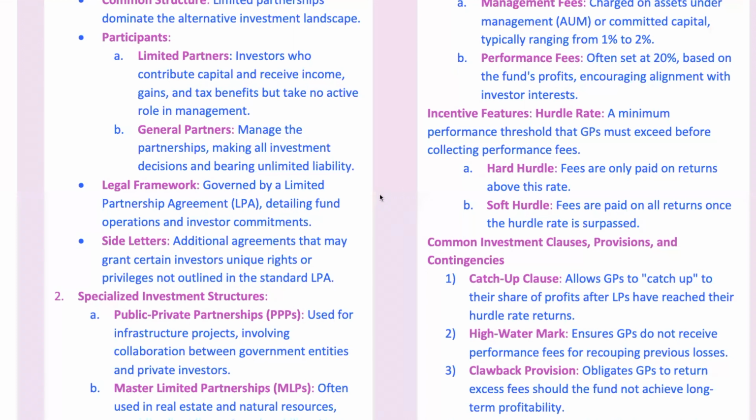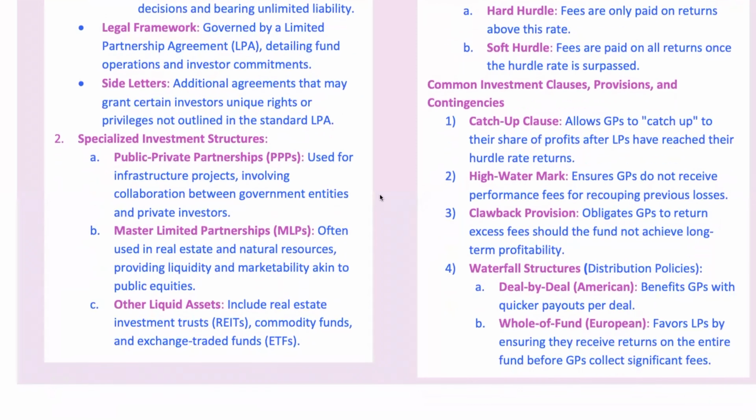Let's not stop there, because now we've got all kinds of fine print baked into the LPA, like catch-up clauses. This clause helps the GP catch up to their agreed 20% share of profits after the LPs hit their hurdle. Then there's the high water mark, which makes sure investors aren't paying performance fees multiple times for the same gains. If a fund loses money one year, the manager has to get back to the previous high before earning any new carry. Another big one is the clawback clause.